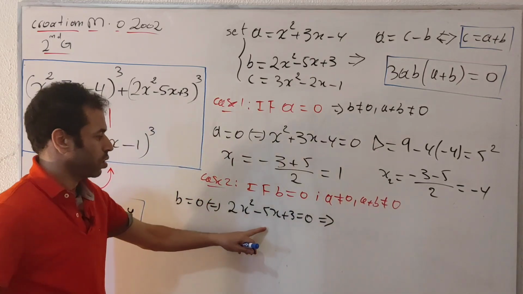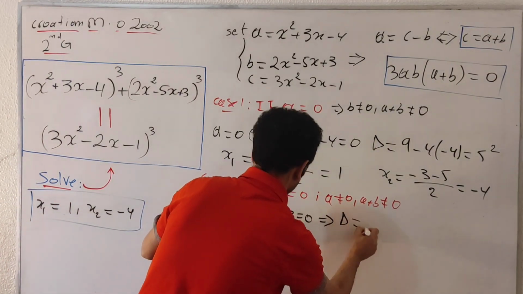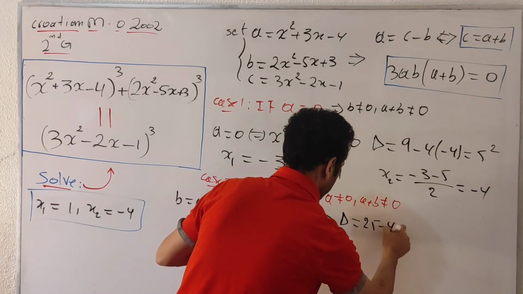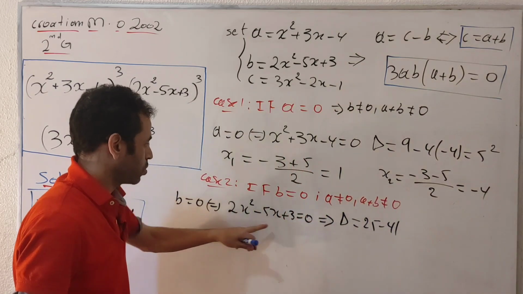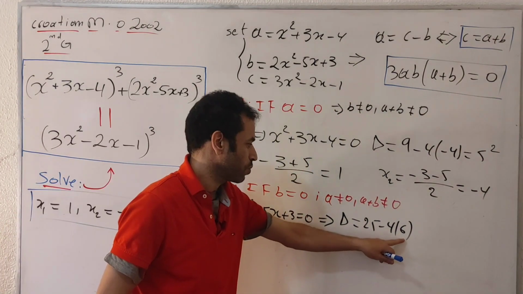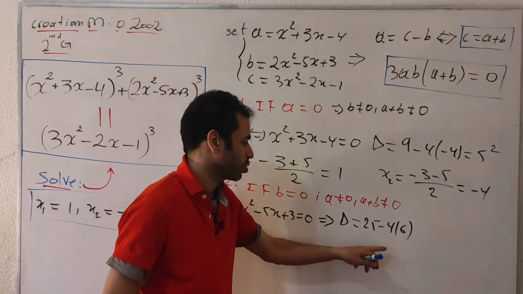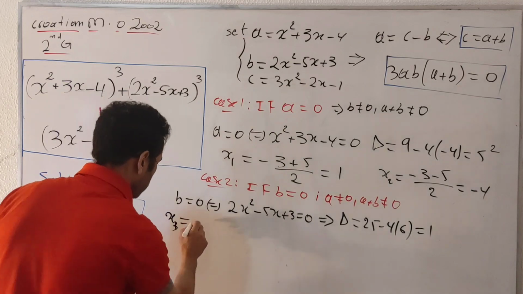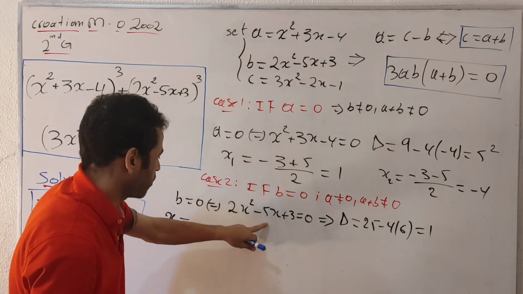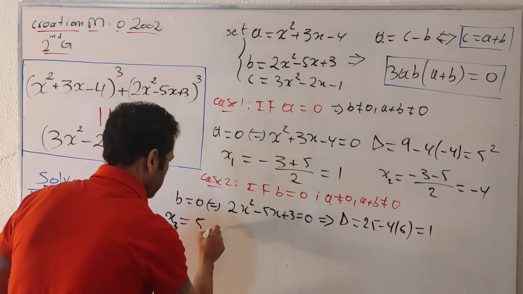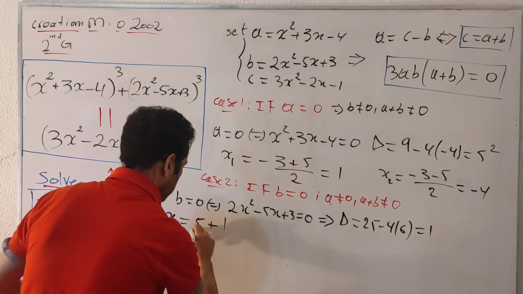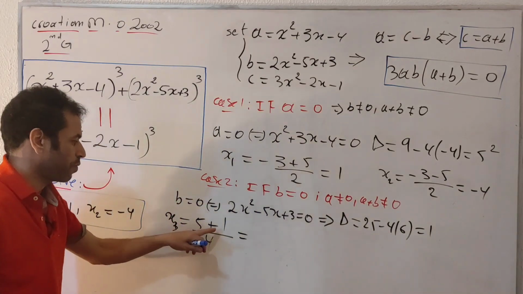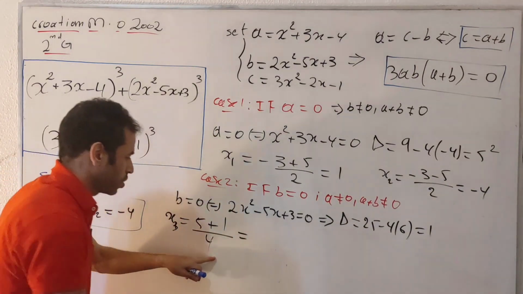Now I'm going to calculate the delta of this one. Delta is minus 5 squared, which is 25, minus 4 times ac. 2 multiplied by 3 is 6. 4 multiplied by 6 is 24. 25 minus 24 is 1. So we'll have the following solutions. x3 equals minus minus 5, which is 5, plus the square root of delta, which is 1, divided by 2a, which is 4.